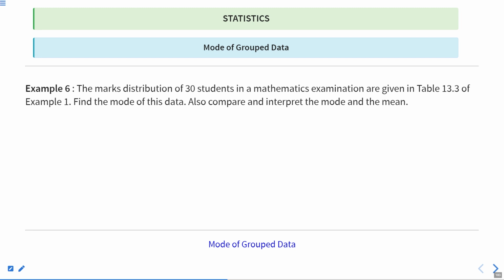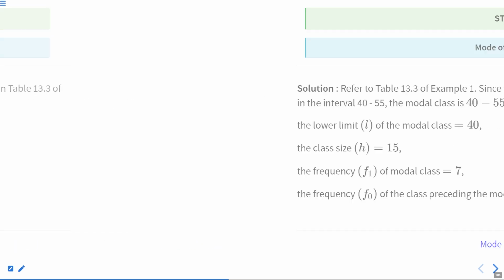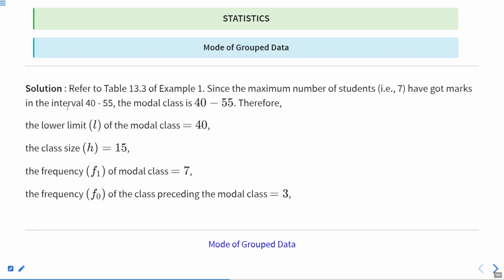Now let us discuss the next example. Here the marks distribution of 30 students in a mathematics examination is given in table 13.3 of example 1. Find the mode of this data, and also compare and interpret the mode and the mean. Let us solve this problem. Refer to table 13.3 of example 1.